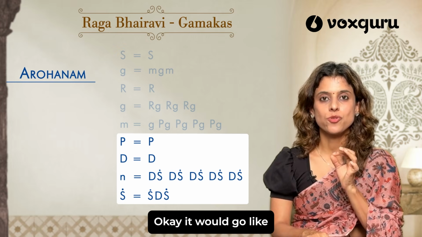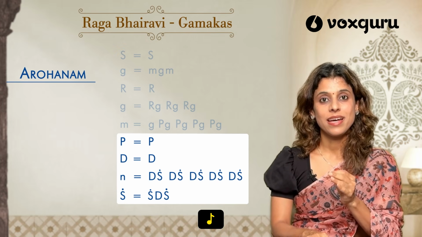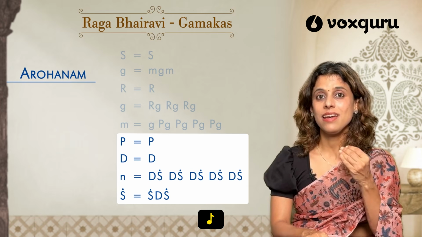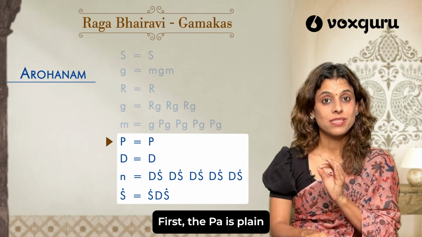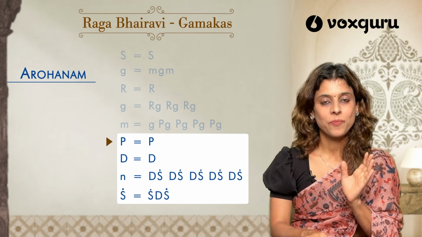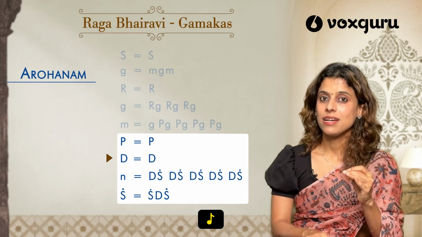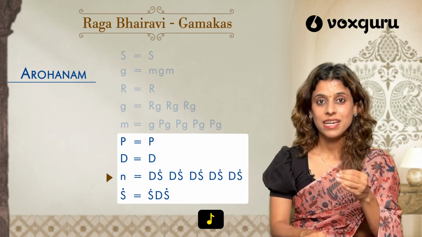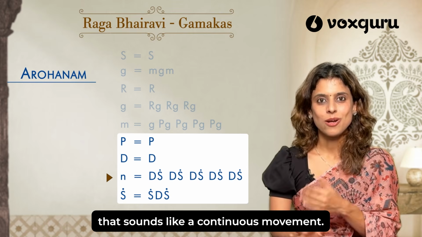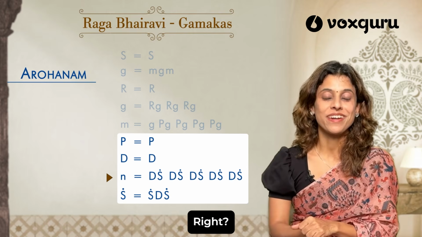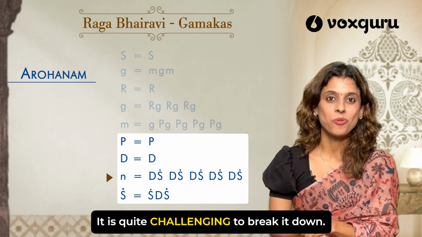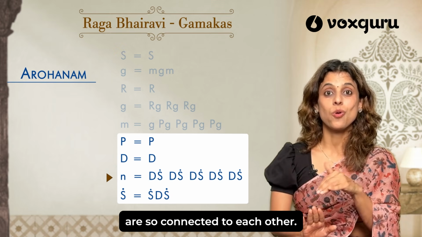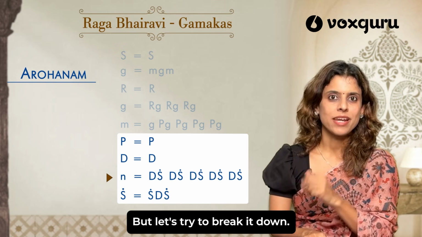And now let us look at the second half of the Swaras. Pada Nisa. So let's break it down. First the Pa is plain. Pa. Then the Da, that is also plain. Then Nisa. That sounds like a continuous movement, right? It is quite challenging to break it down when the notes are so connected to each other. But let's try to break it down.